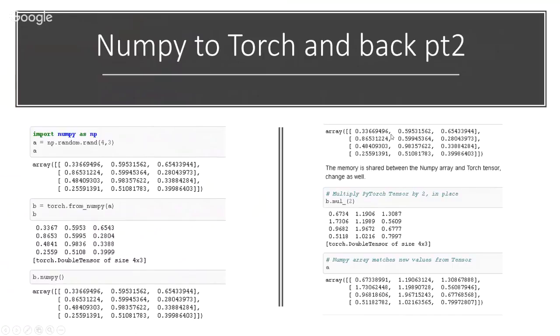b.numpy(), the same values. The memory is shared, and if we multiply the PyTorch tensor by 2 in place, we can see that it changes. So the NumPy array matches the new values from the tensor.